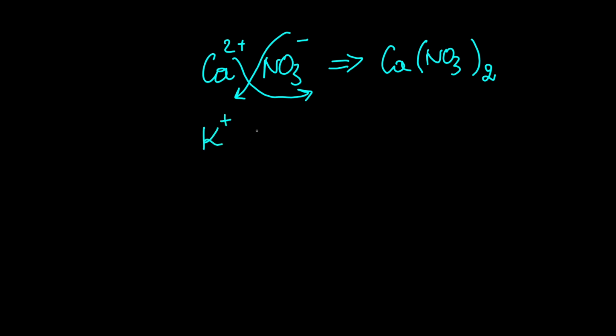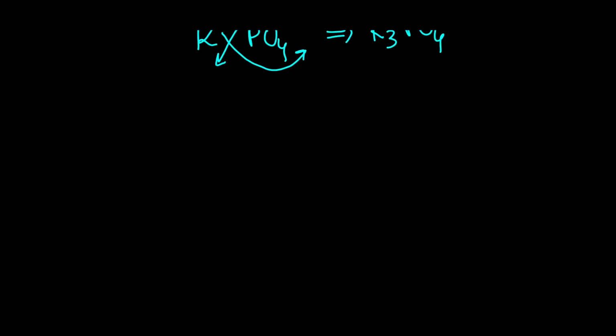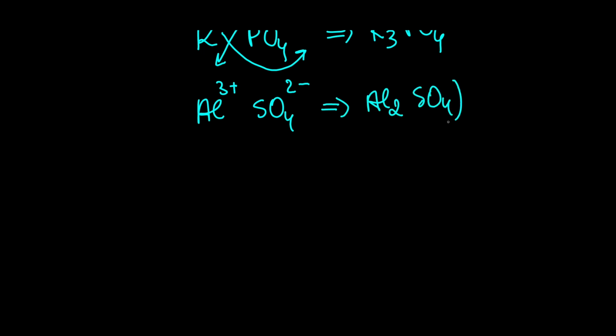On to the next example. In this problem we have potassium 1 plus ion and polyatomic ion phosphate with 3 minus charge. Like in all previous examples, we do crisscross method and we get K3PO4. Now we don't need to enclose PO4 because we don't write one in chemistry, as I mentioned before. In this example, we have aluminium 3 plus ion and a sulfate 2 minus ion. After swapping charges with the subscripts, we get aluminium sulfate: Al2(SO4)3.